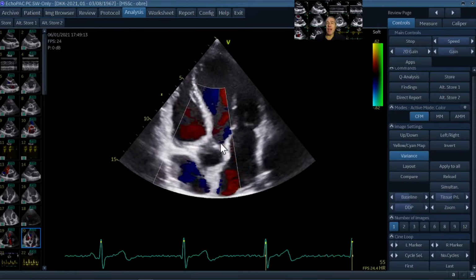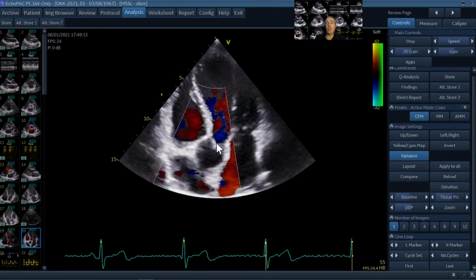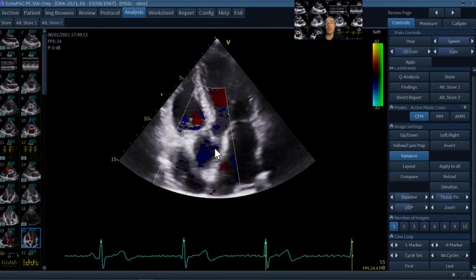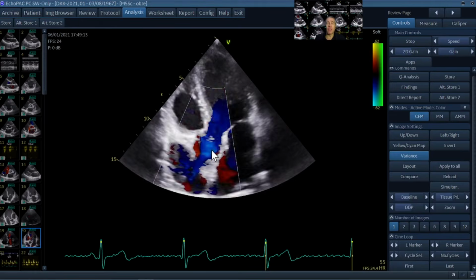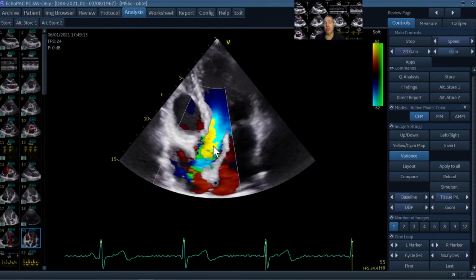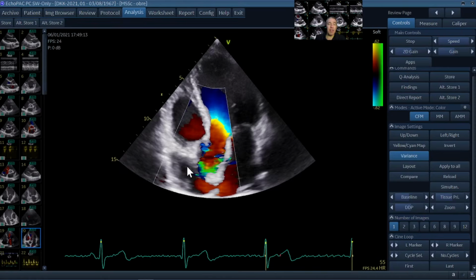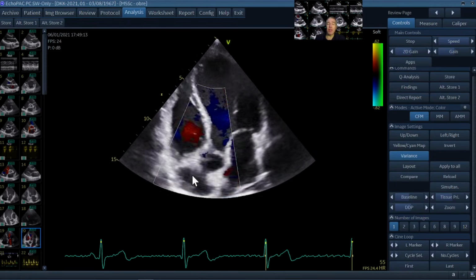So again, I activate the color Doppler also in this view, and this is nice to visualize the outflow across the aortic valve to look for aortic regurgitation. Of course, that can be done in the same manner in the apical long axis view.